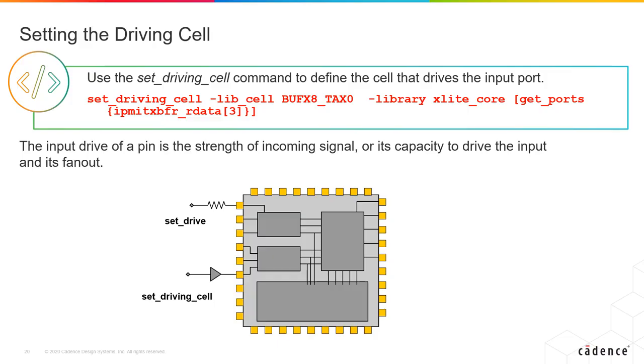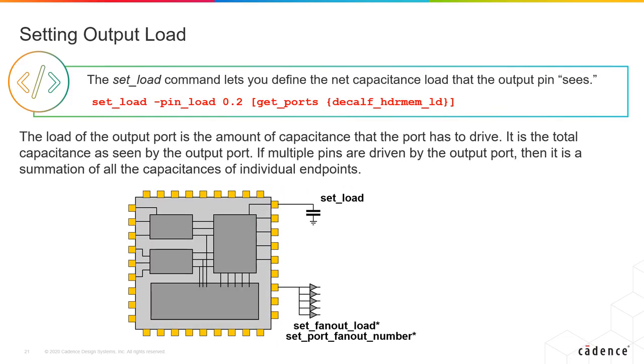So, you can use the set_driving_cell command to tell the STA tool to use this SDC constraint to determine the driving cell of that input pin. You can define what the load of an output port is, which is the total amount of capacitance that the port has to drive using the set_load command.